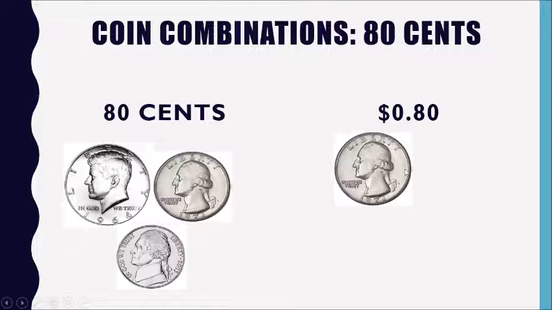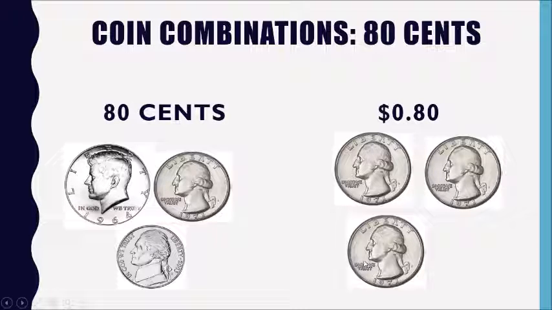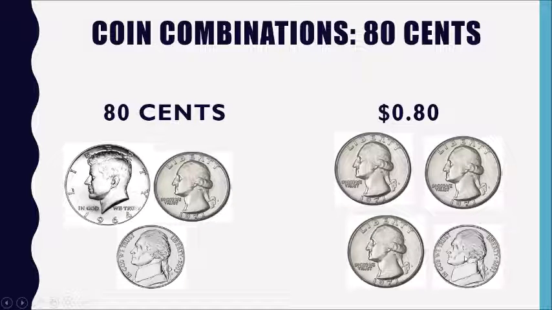Over here, I have 1 quarter, 2 quarters, 3 quarters. I'm using 3 quarters because I know 3 quarters equals 75 cents because that's 25, 50, 75. And then I'm going to add a nickel because I know 75 plus 5 is 80. So as you can see in this column, we also made 80 cents using different coins, and we used 4 different coins.